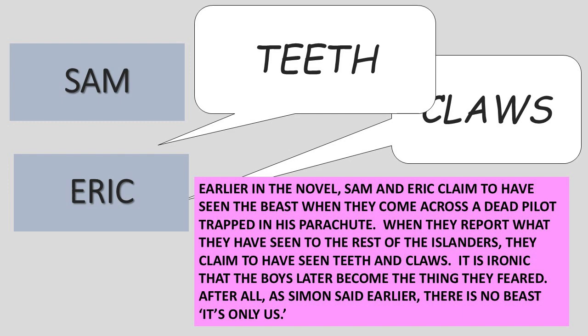Now, earlier in the novel, Sam and Eric claim to have seen the beast when they come across a dead pilot trapped in his parachute. Now, when they report what they've seen to the rest of the islanders, they claim to have seen teeth and claws. So it's ironic that the boys later become the thing they feared. After all, as Simon said earlier, there is no beast, it's only us.